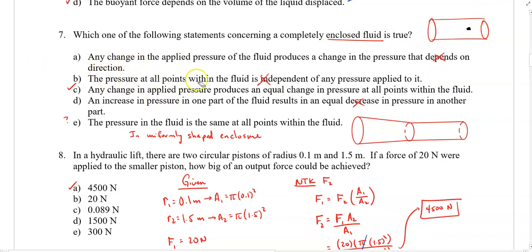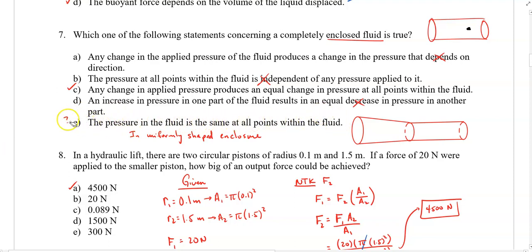To say that the pressure at all points within the fluid is independent of any pressure applied to it, well, that's not true. If this is an enclosed system and we apply some pressure to it, the pressure throughout the system is going to increase. And that's exactly what we're saying here in part C. A change in applied pressure produces an equal change at all points within the fluid, so that's true. And then we don't really have to read through the rest. However, part E was kind of interesting to me because it says the pressure in the fluid is the same at all points within the fluid.